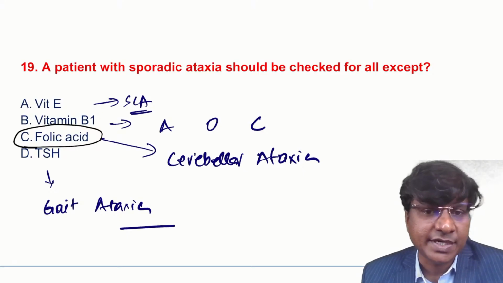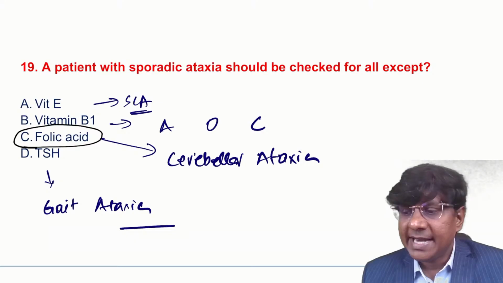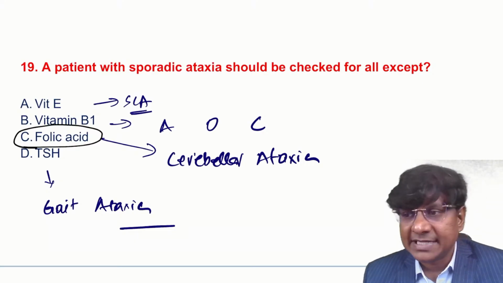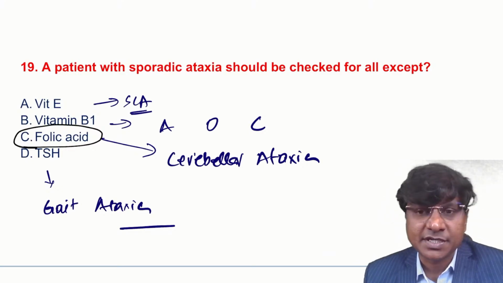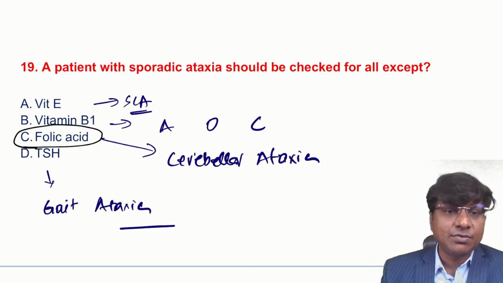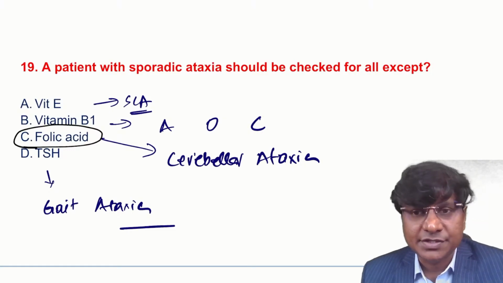Folic acid deficiency commonly presents with hematological abnormalities like megaloblastic anemia, right? And folic acid deficiency causing cerebellar ataxia is very, very rare. The other options can present with ataxias, right? But folic acid deficiency presenting with ataxia is very, very rare. Okay, so this is the discussion related to these questions, right? These are some of the important questions that you need to know.